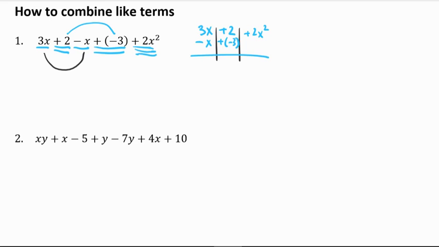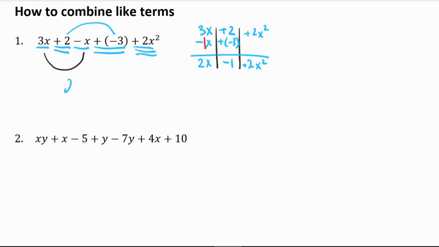And now I'm just going to go through and add the terms together. So 3x minus x means 3x minus 1x. Anytime there's just an x or a variable, there's an invisible 1 in front. So 3x minus 1x is 2x. Next we have plus 2 plus negative 3. That would be negative 1 because I would start at 2 on the number line and go backwards 3 spaces. And then 2x squared is just all on its own.